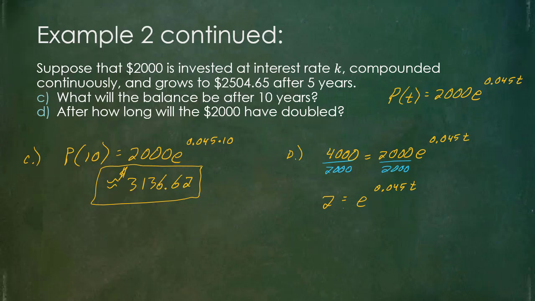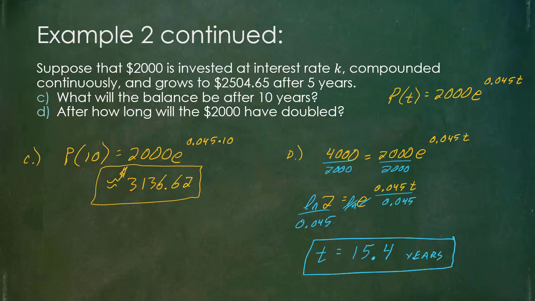And just like before, to cancel the e, I'd introduce a natural log to both sides because that is the inverse of e. That then should leave me just a 0.045t that I could divide that 0.045 off of. And so the t in this case comes back as whatever the natural log of 2 is divided by 0.045. And for this, I'll just round it to the tenths place. Comes out approximately 15.4. And again, the time unit for these problems is in terms of years. So just make sure that you include the label of years.